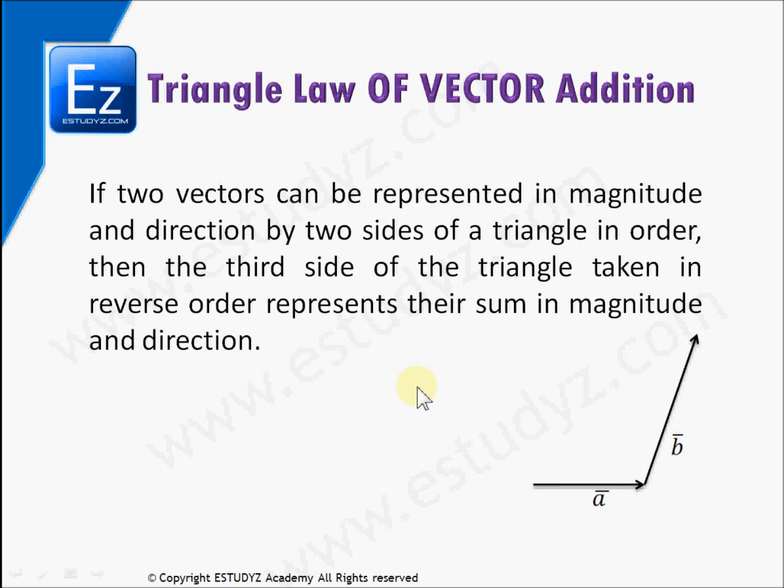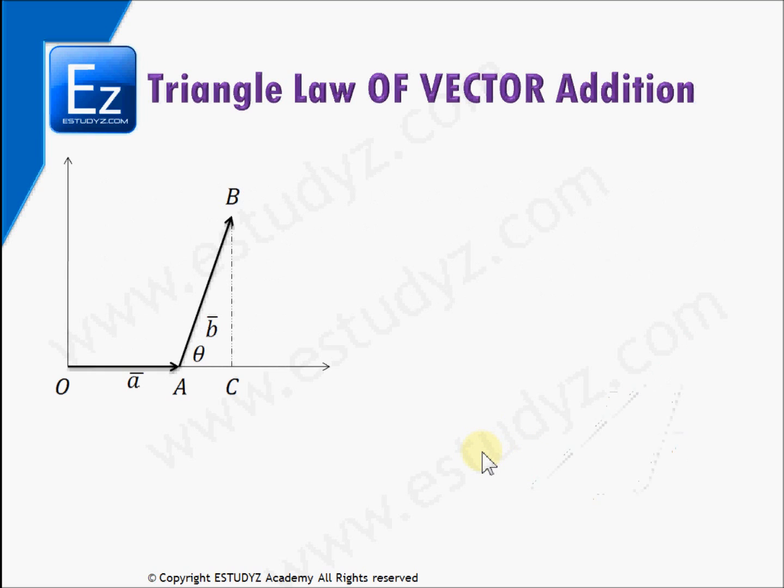Triangle of vector addition states that if two vectors can be represented in magnitude and direction by two sides of a triangle in the same order, as in the head of the a vector would touch the tail of the b vector, then the third side of the triangle taken in the reverse order represents the sum of their magnitude and direction. We are going to prove the triangle law of vector addition now.